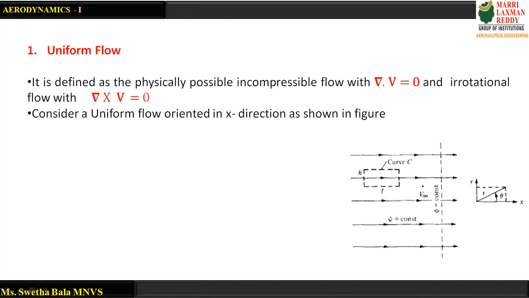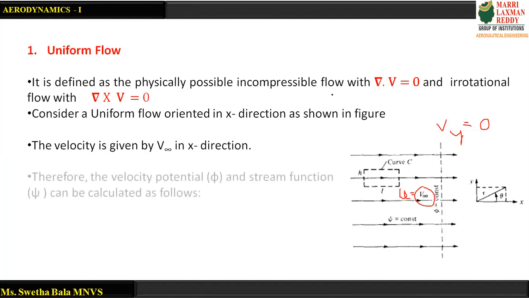Here in the figure you can see that the velocity is v infinity in the x direction, right? And in the y direction, the velocity vy is equal to 0. So velocity in the y direction is 0. We are taking the boundary conditions as this: u is equal to v infinity and vy equal to 0. So the velocity is given by v infinity in the x direction.